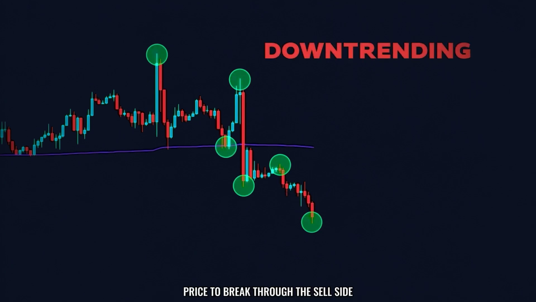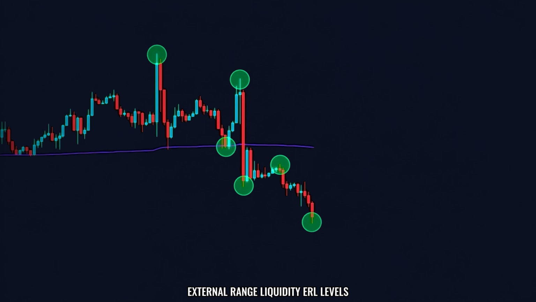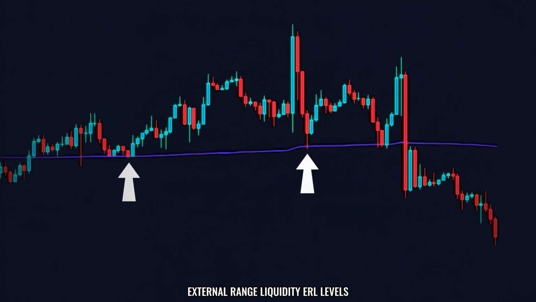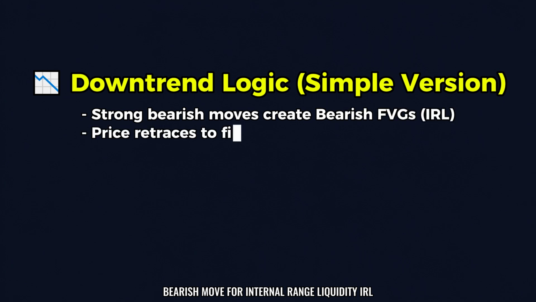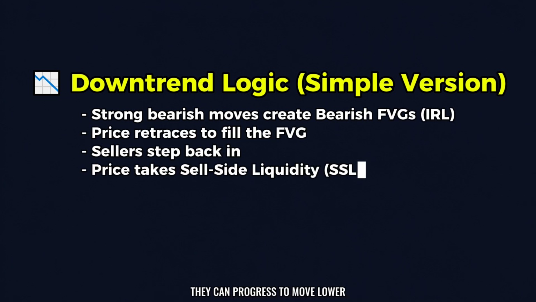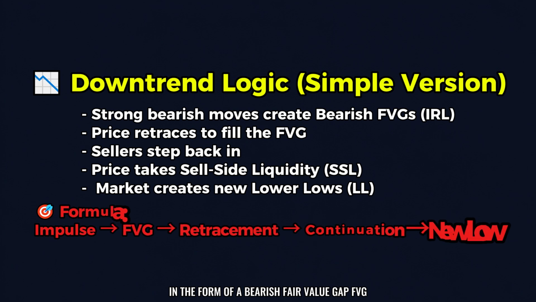If we are expecting price to break through the sell-side external range liquidity, ERL levels, we want to look within the previous impulsive bearish move for internal range liquidity, IRL. They can progress to move lower in the form of a bearish fair value gap, FVG.